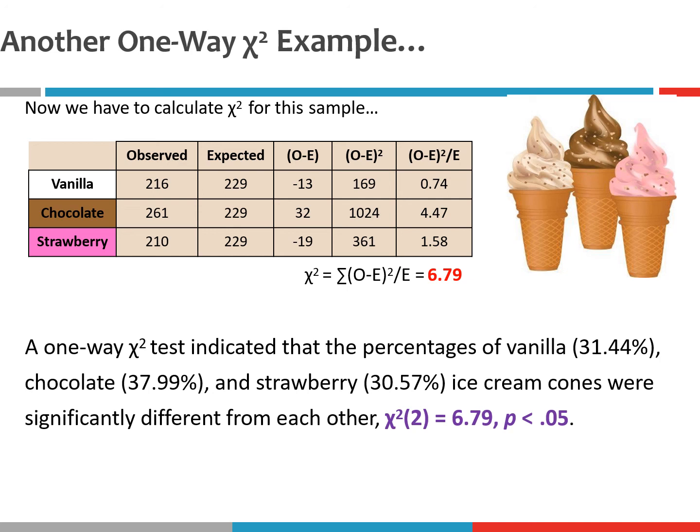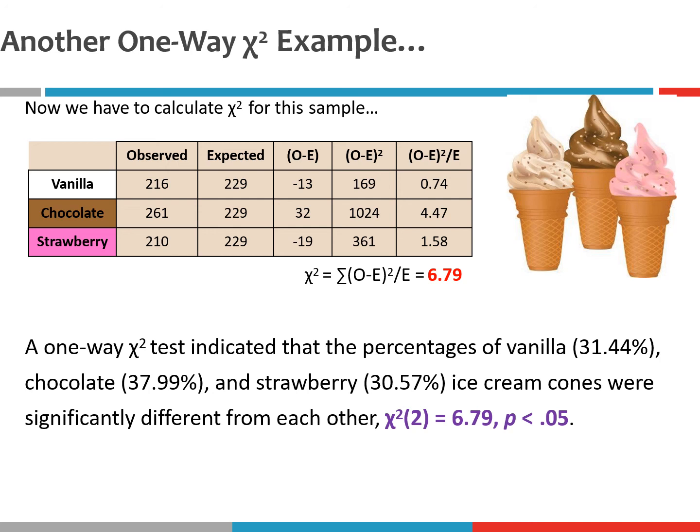So again, to find the percentages for each category, okay, what you're going to do is you're going to divide the observed value, okay, by the total value. So you're going to divide, for example, 216 divided by 678, and that'll give you a 31.44. If you divide 261 by 678, that'll give you 37.99. And if you divide 210 by 678, you'll get 30.57.